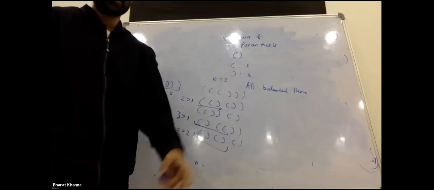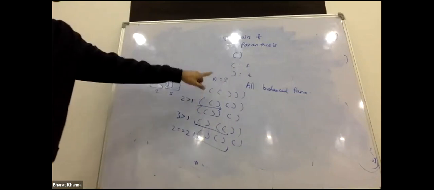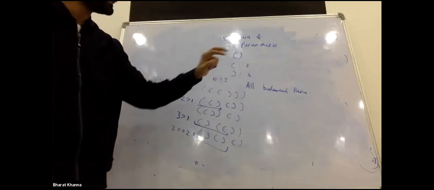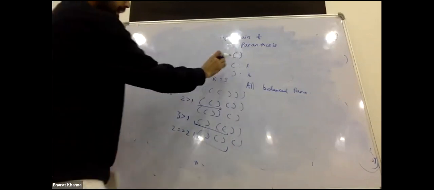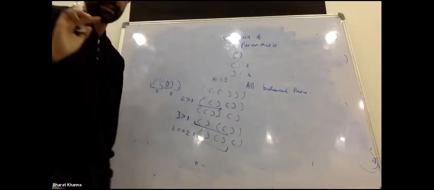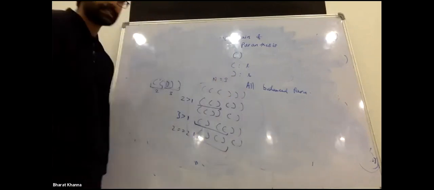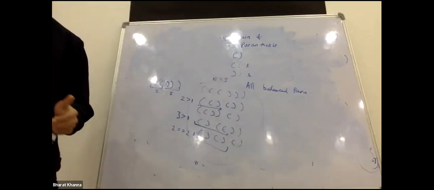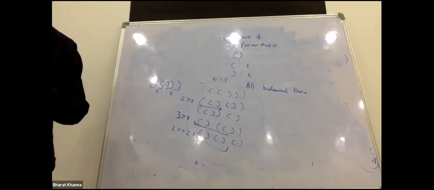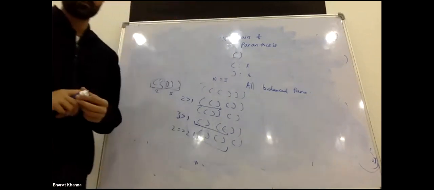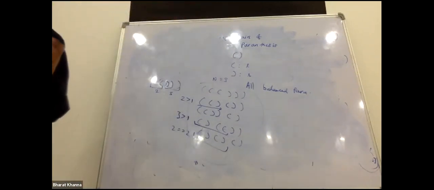Okay, great. So coming back to the original question: given n, it denotes that I have n pairs of parentheses, n left brackets and n right brackets. I have to print out all the balanced parentheses that exist. How many of you are clear with the question? Just say yes, those of you who are clear. What is the question asking me to do?